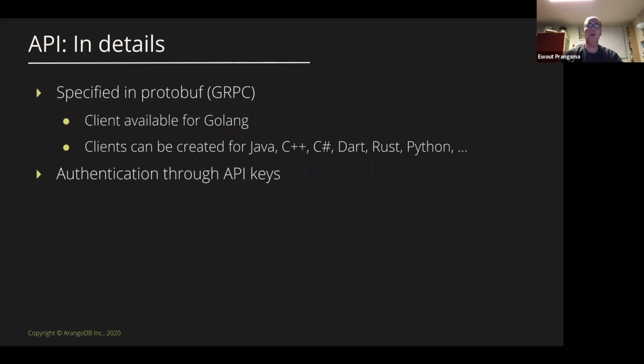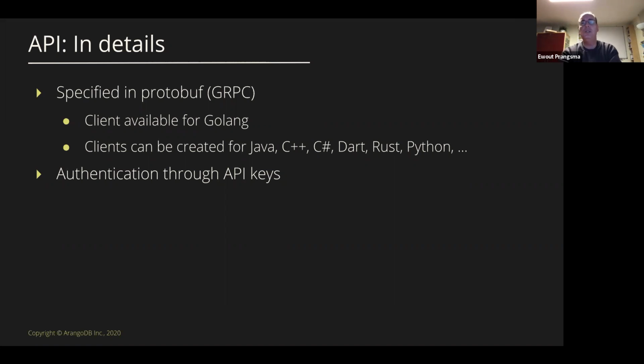So a little bit more detail on the API. What does it look like? The Oasis API, again, this is the Oasis API. There is also the API of the database. It's fully documented on the website. For the Oasis API, this is technically a gRPC API, which means that everything is specified in protocol buffers. And we make a client for that available in the Go language.